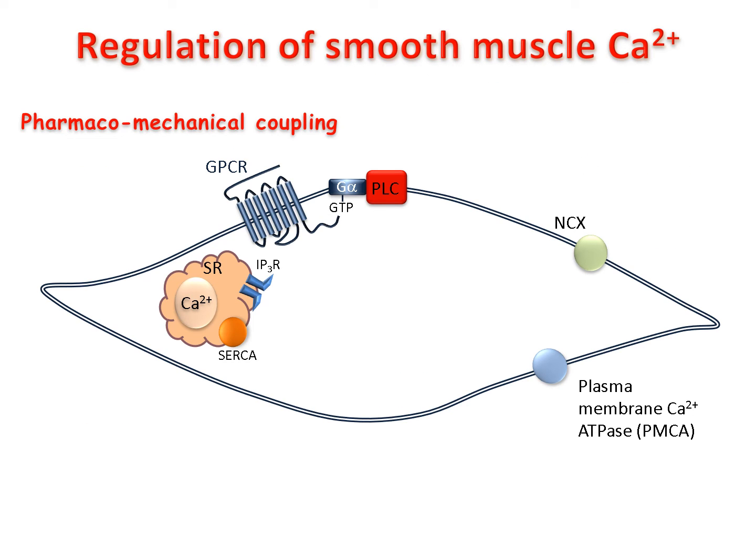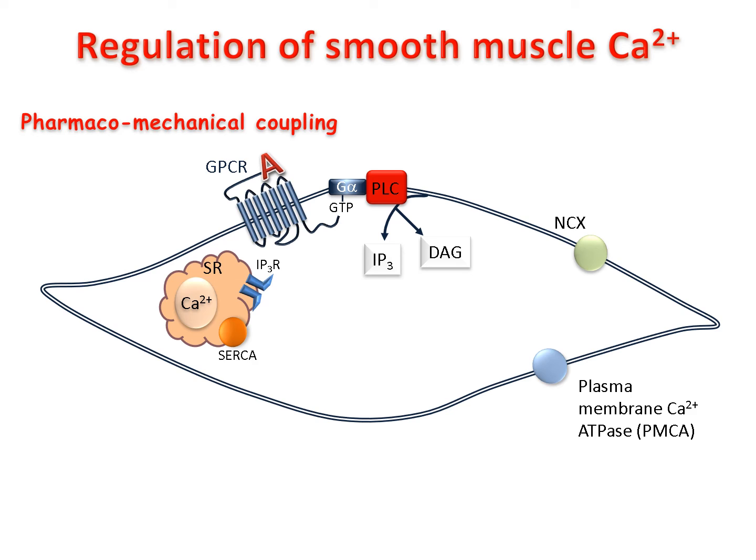In pharmacomechanical coupling, the cytoplasmic calcium concentration rises as a consequence of a substance activating a G protein coupled receptor, which uses the Gq-G11 family of G proteins to transduce the signal. Upon binding of an agonist to the receptor, the G protein is activated and the G-alpha subunit stimulates the activity of the enzyme phospholipase C. That results in the cleavage of phosphatidylinositol to IP3 and diacylglycerol.